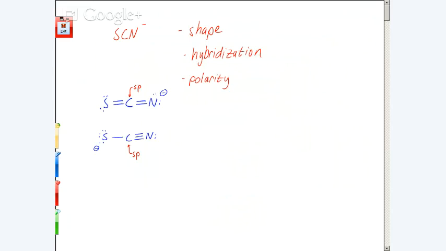I think an issue with hybridization is sometimes we make it harder than it needs to be. It goes with the groups. However many electron groups are around that central atom determines the hybridization. So if it's two groups, it's sp, three groups, sp2, four groups, sp3, five groups, sp3d, six groups, sp3d2. That's it, right? It doesn't matter if those groups are lone pairs or atoms or whatever. They always go with that number of electron groups.